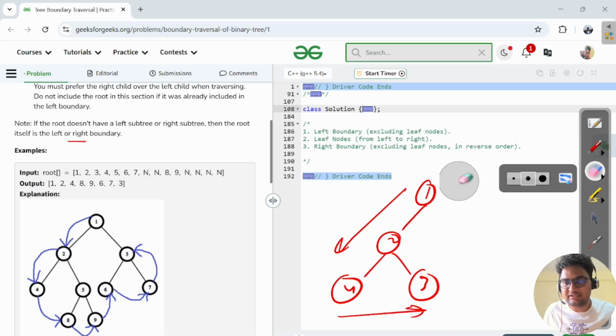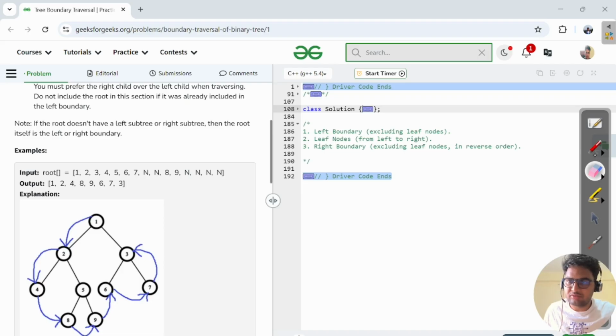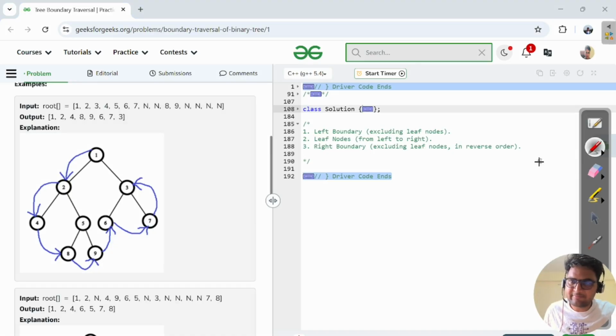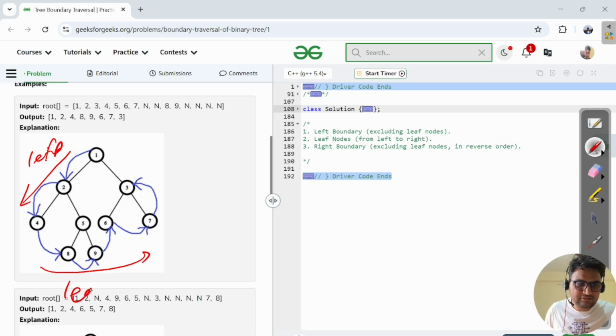We will take one more example, a separate example. So in this given example, this is the binary tree. We will go from this side, this is the left boundary traversal. Then 4, 8, 9, 6, 7 are basically the leaf nodes. And then this side is the right boundary traversal. Correct. So 1, 2, 4, 8, 9, 6, 7, 3 should be your output. That is what is coming here.